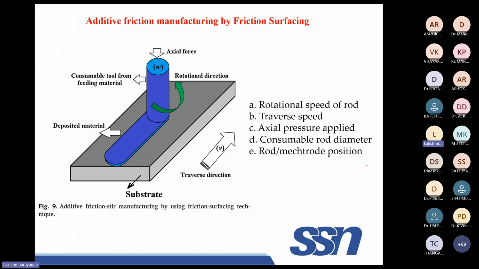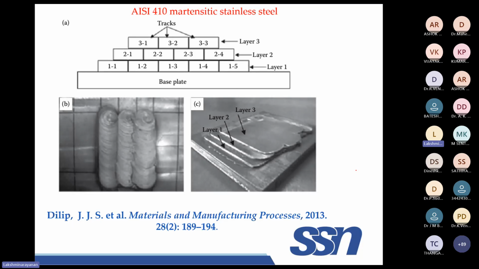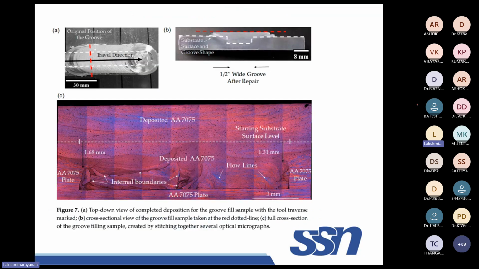Additive friction manufacturing by friction surfacing is one of the techniques where you deposit, as I showed in the video, a consumable rod, just touch the substrate, and create friction. That friction will create heat by plastic deformation. Then that will be deposited on the substrate. So you can deposit one complete layer over another. This is Martensitic stainless steel deposited, again at IIT Madras, very long back. People have gone much better than this now, but just to show that it was done much earlier.